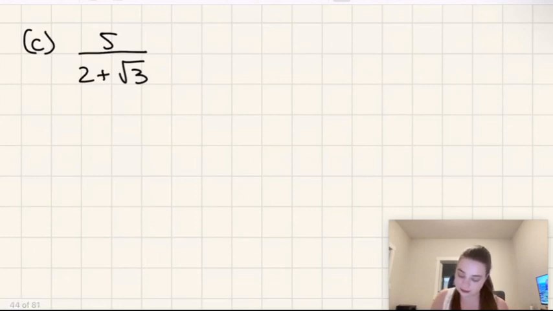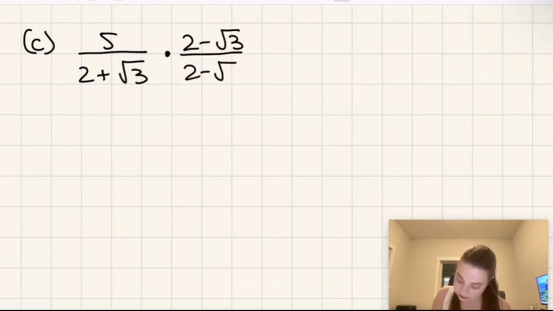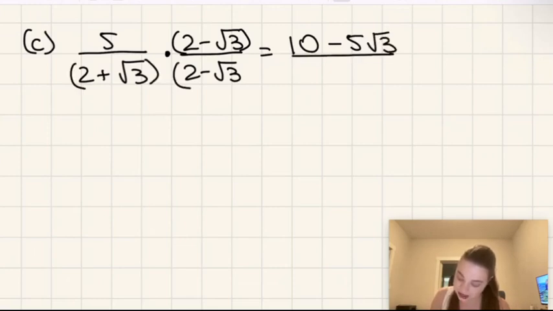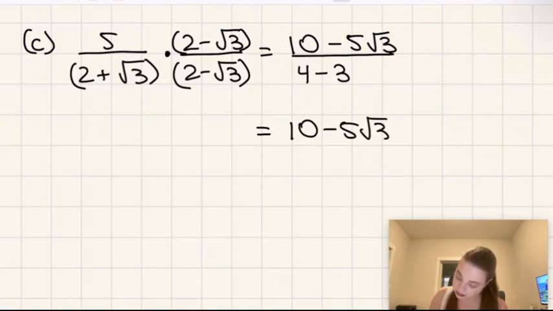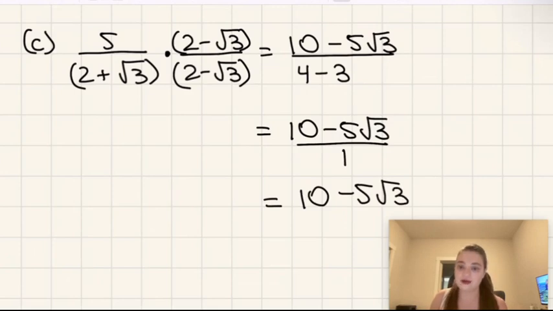All right, let's move on to C. 5 over 2 plus root 3. So that's going to be 2 minus root 3 over 2 minus root 3 for our conjugate. Then I'm going to multiply. So 5 times 2 gives us 10. And then 5 times negative root 3 is going to be minus 5 root 3. And then for the bottom, we're going to just do first and last, because outer and inner will cancel. 2 times 2 gives us 4. And then minus root 3 times root 3 is minus 3. So this is just going to be 10 minus 5 root 3 over 1, which is just 10 minus 5 root 3. And there we go.